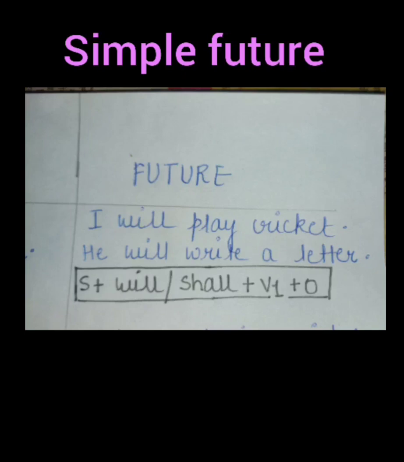So somewhere in the future he will write a letter. Okay, so here he is the subject because he is the doer in the sentence, right? Then will is the helping verb, write is the main verb, and a letter is the object. Correct? So now we will move to the continuous tense.